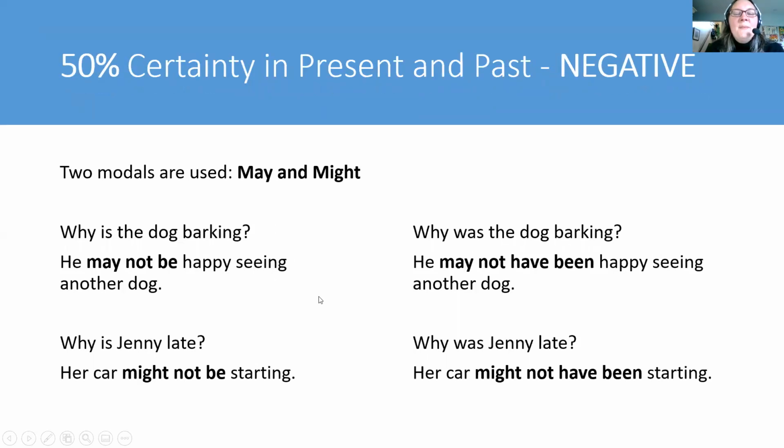Guess what? May and might still express 50% certainty. They haven't changed. They stay true even in the negative. Why is the dog barking? He may not be happy. He might not be happy. Remember, may and might, you can swap in and out. Why did I choose may in the top and might on the bottom? I just did. You can easily swap them or use may or might whenever you want. It all means the same thing.